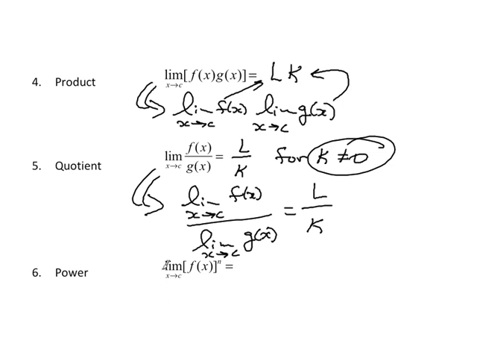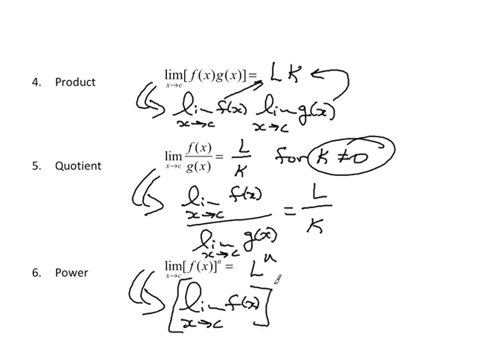Powers. The limit as x goes to c of f of x raised to the n is going to be L raised to the n. And I think you can see that a little bit better if we rewrite this limit. I can write this as the limit as x approaches c of f of x, rather than f of x to the n, it's the entire limit to the n. See, these are equivalent. Well, clearly, if the limit as x approaches c of f of x is L, then this must be L to the n.